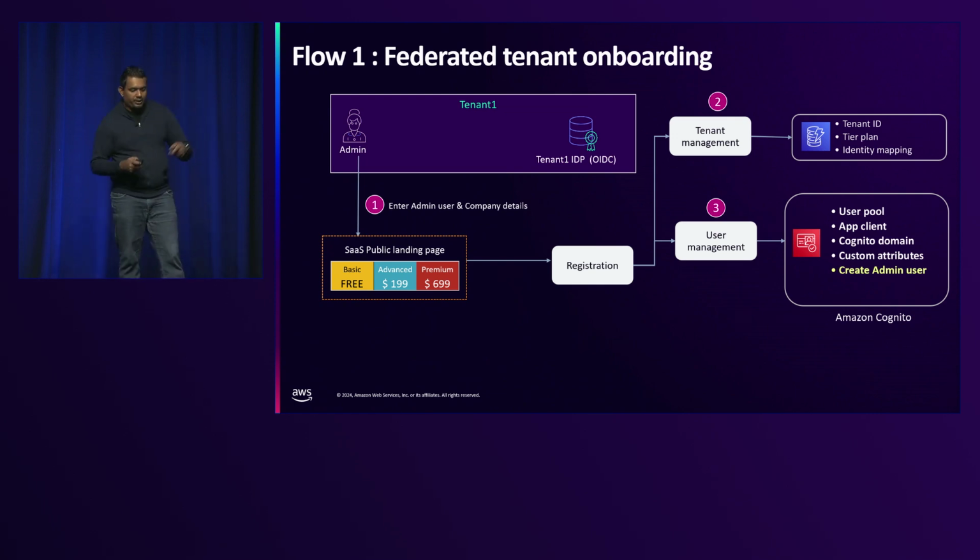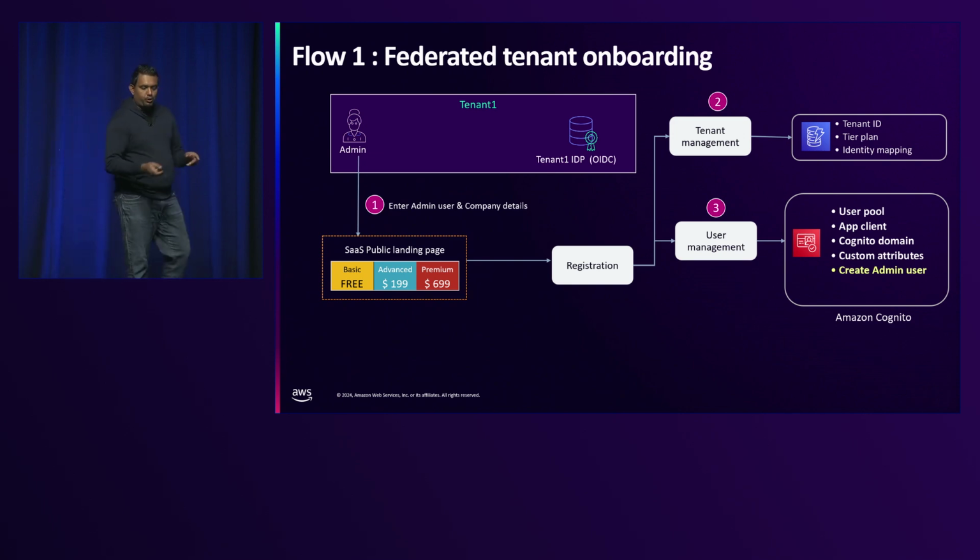So assume that tenant one is on the premium tier. I'm going to go ahead and create a new user pool and configure it to make it ready for tenant one. Then I'm going to make the tenant one admin, the user who onboarded tenant one, an admin of that particular tenant in the SaaS application as well. So far, there is no federation involved. This is a 100% non-federated usual tenant onboarding workflow.